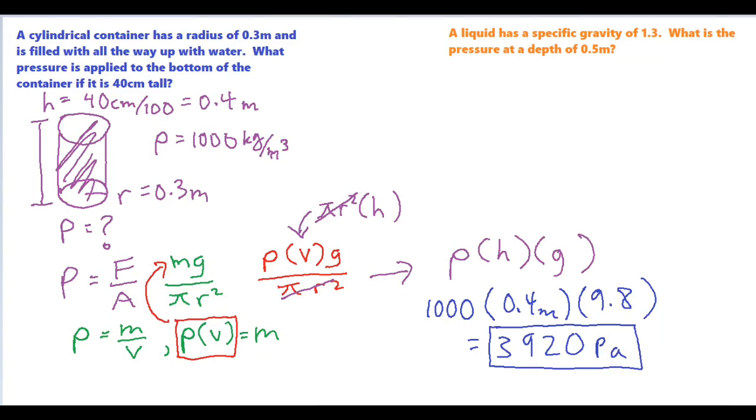Now, I personally did a lot of those substitutions there to show you where they came from and the different ideas that were involved. But oftentimes you can actually jump straight to this final formula, and that's going to simplify things for you. Then you could have just popped these last three numbers in and found your pressure. So let's clear some room and then solve for our second problem.